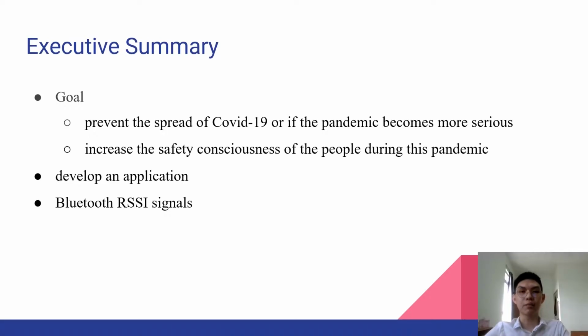According to the COVID-19 pandemic, it has become more serious because many people do not follow the social distancing advice from the government. Therefore, we are planning to develop an application that uses Bluetooth RSSI signal to scan for nearby users or mobile devices and warn them by vibrating their phone when another user or mobile device comes near them within 1.5 meters. Our goal in developing this application is to increase the safety of people during this pandemic and to prevent the spread of COVID-19.